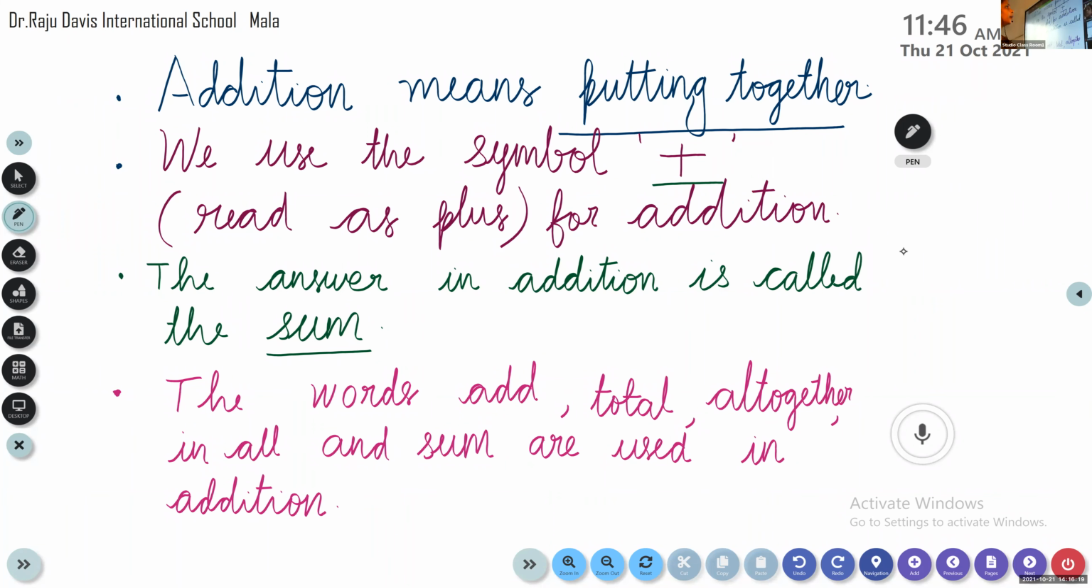Manulakshana, please read. Manulakshana is feeling sleepy. Yes, ma'am. Okay, read. Start. Look at the book and read. Addition means putting together. Okay, second one.